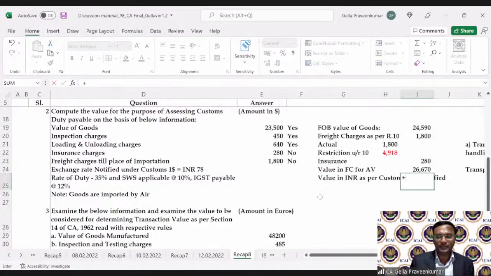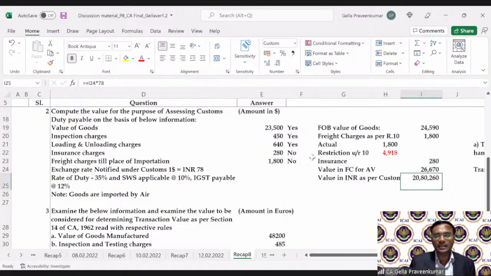So what I will do? I'll take 26,660 into my conversion rate, they have given 78. This happens to be my INR value: 20,80,260.